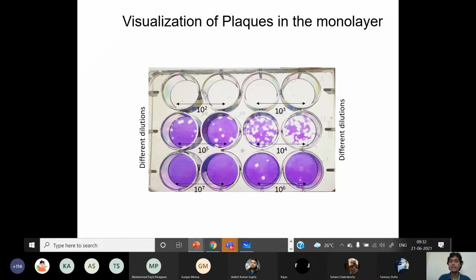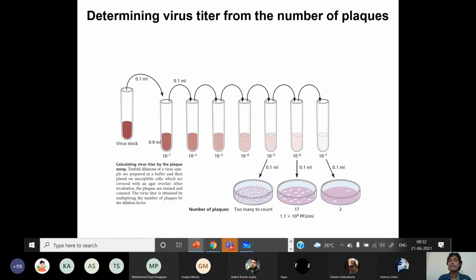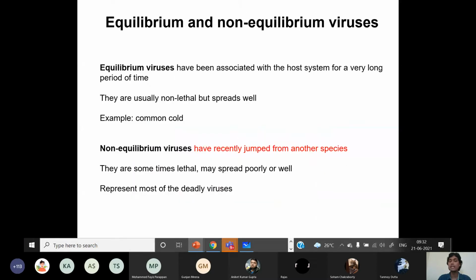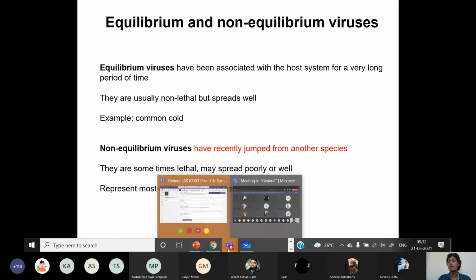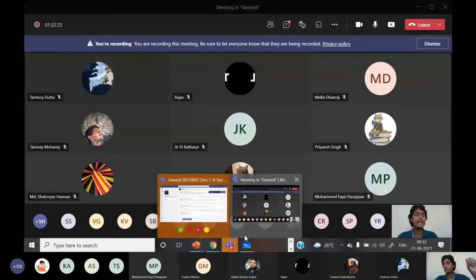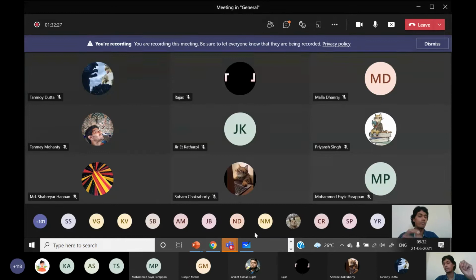This means you have one virus particle here and it causes this plaque. Another virus particle here causes this spot. That way you can understand whatever sample you added there, how many virus particles were there. So as a result, you can find out how many virus particles are in your stock solution.